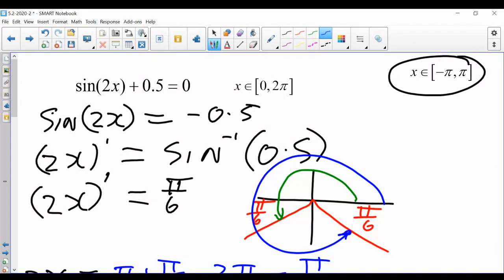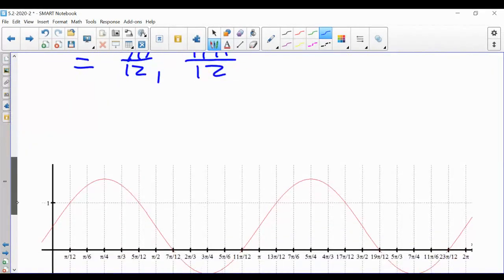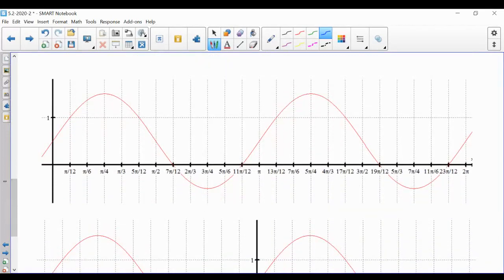Well, you're right. That isn't the whole answer. Turns out that we've only got half of the answers so far. I'm going to show you a graph here. This graph is the graph of the thing that we're talking about right now. And as you can see, we have the two answers, 7 pi over 12, 11 pi over 12. That's where it's crossing the x-axis.